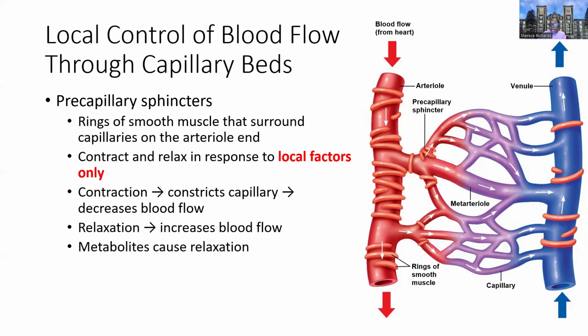Now, some of the examples of increasing flow to the capillary bed would be if there's more metabolites. So more buildup of CO2, other gases, other metabolites will signal to the precapillary sphincter that we need more flow in order to clear that and bring more oxygen in. So that is an example of causing relaxation because of additional metabolites that will increase flow into the capillary bed.